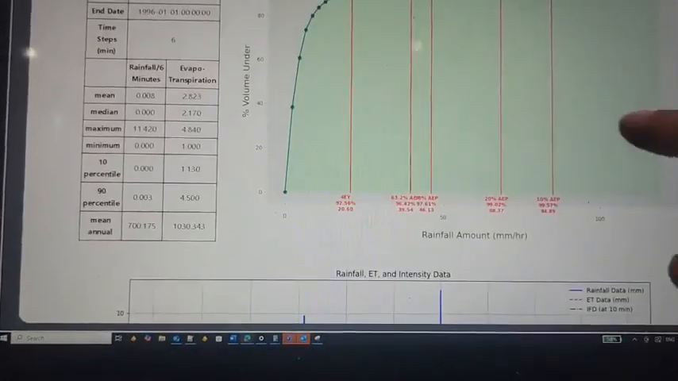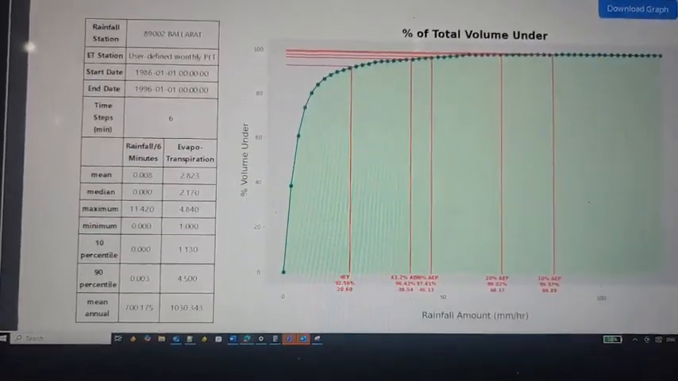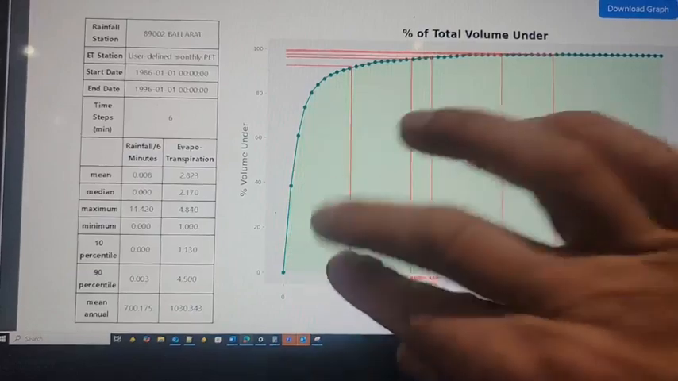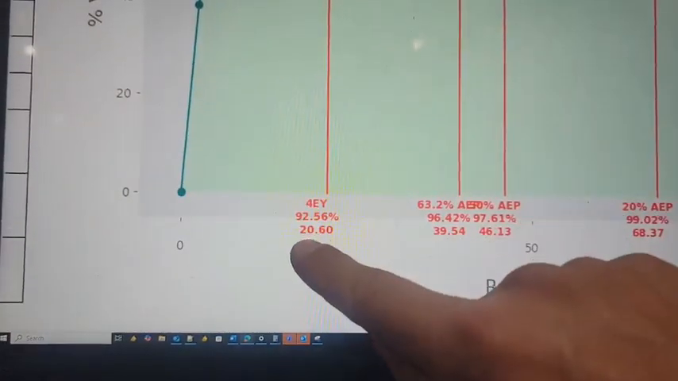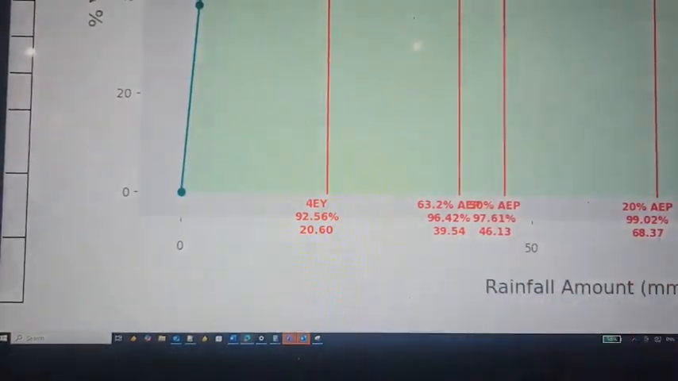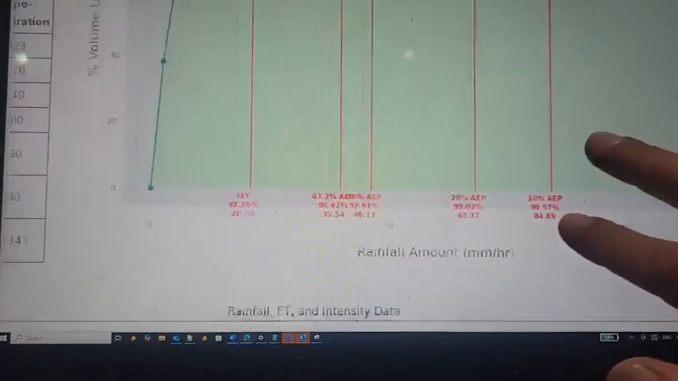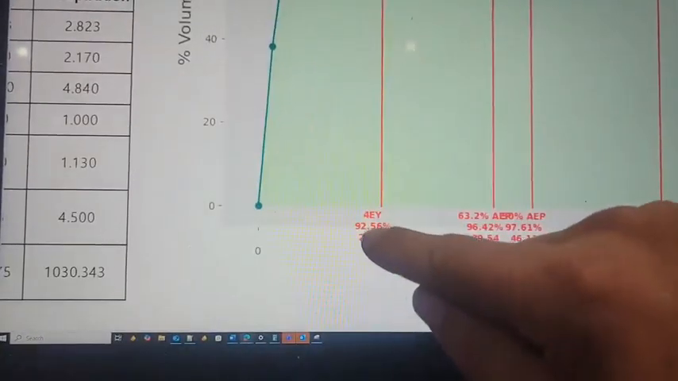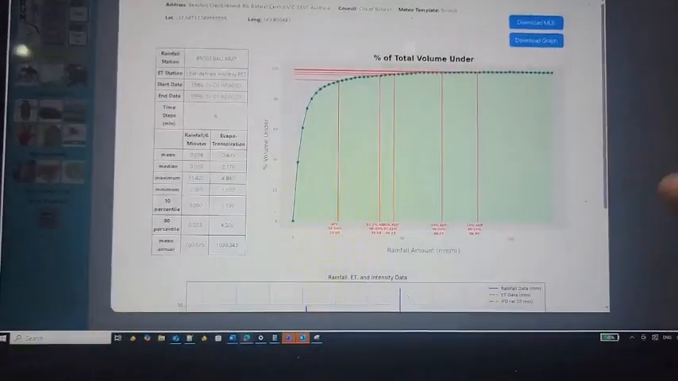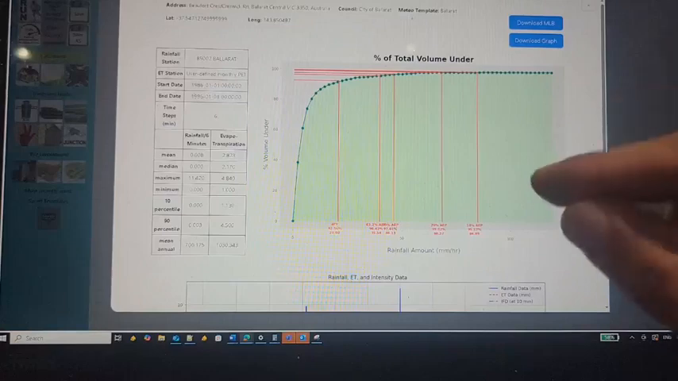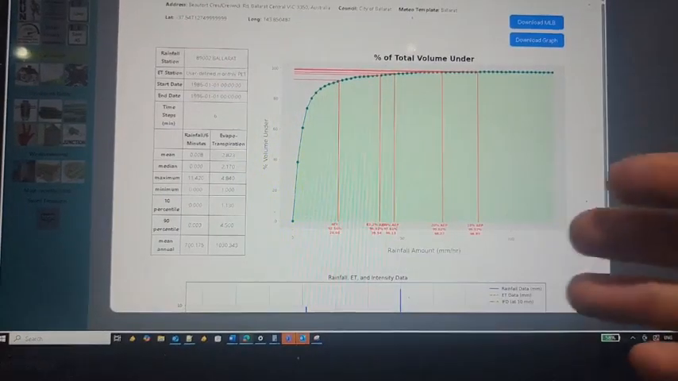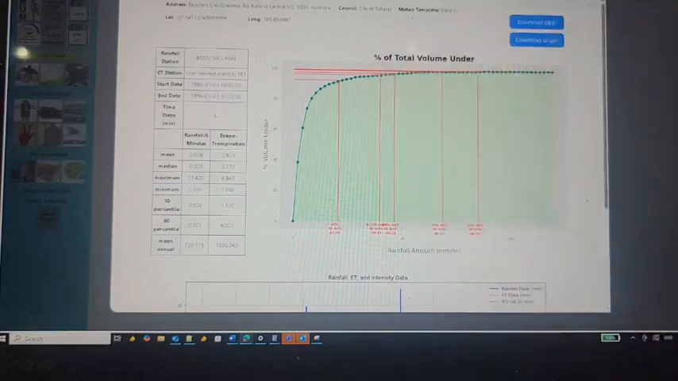But what do we have on the graph here? Here we have the total percentage of volume under a certain value. So again, I have here 4EY, which is 20.60 millimeters per hour rainfall amount. And what does it say? 92% of the entire volume of water that falls on that area is under the 1 in 3 months value IFD data for this location of Ballarat.